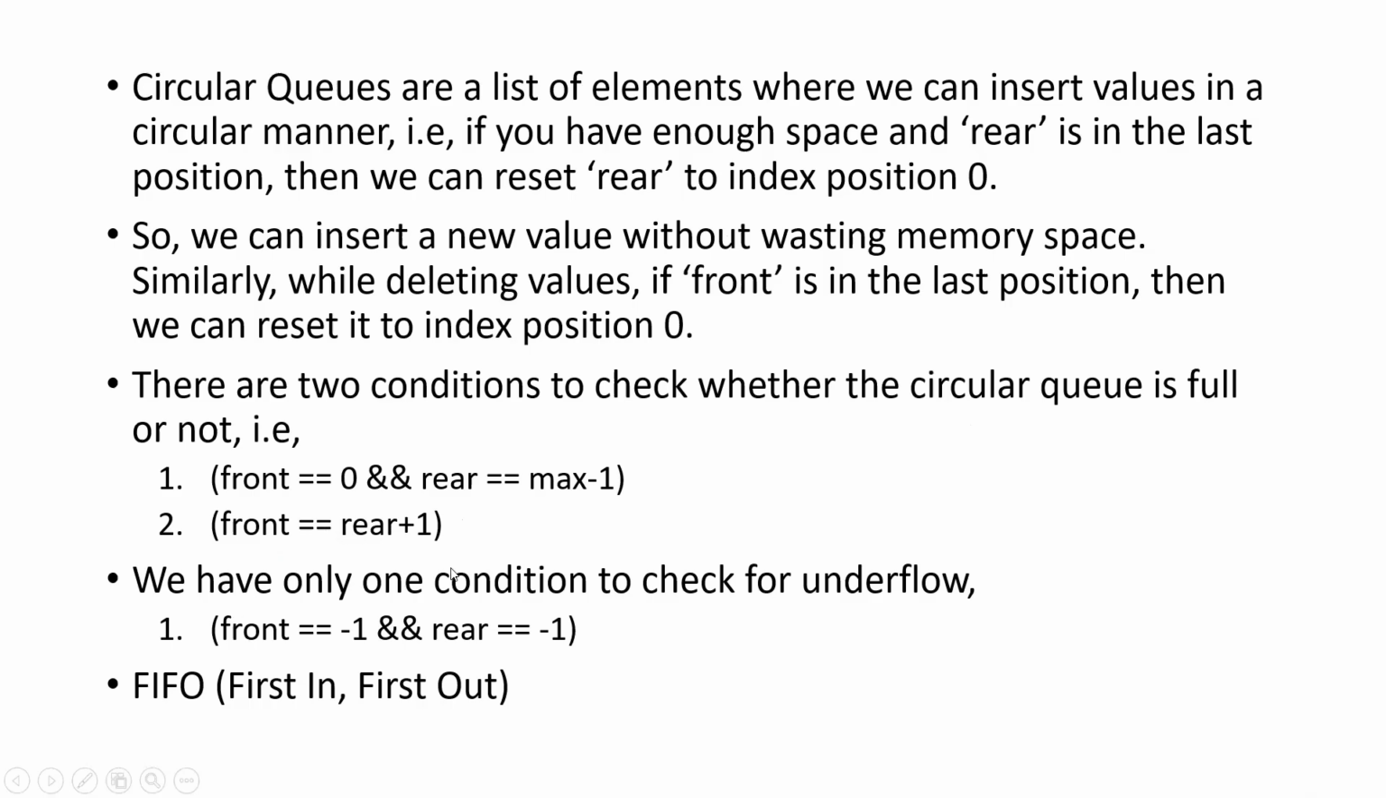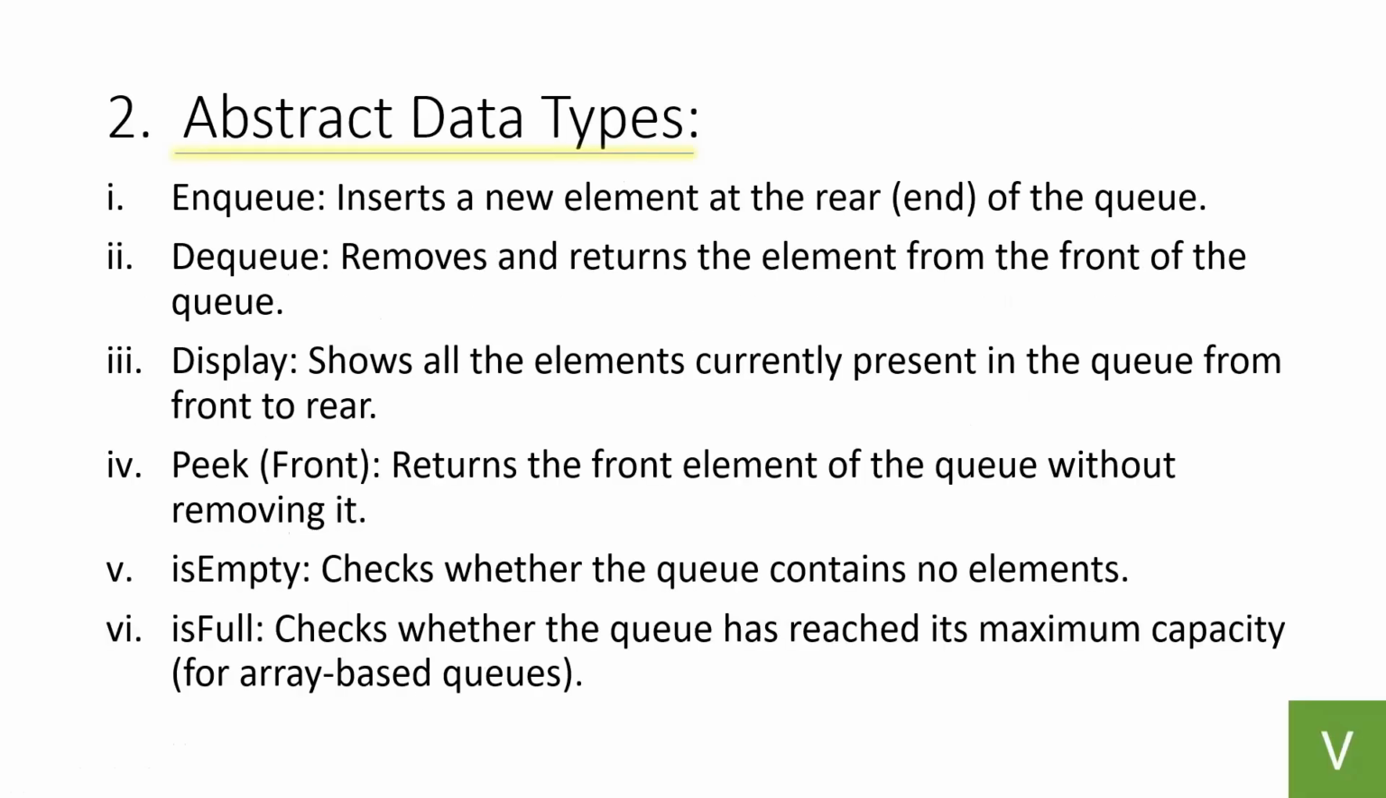We have only one condition to check whether the queue is empty or not. If front equals -1 and rear equals -1, then we can say that the queue is empty. Else, the queue is not empty. The circular queue is implemented using the FIFO principle, which means first in, first out. So this is the brief introduction to circular queues.